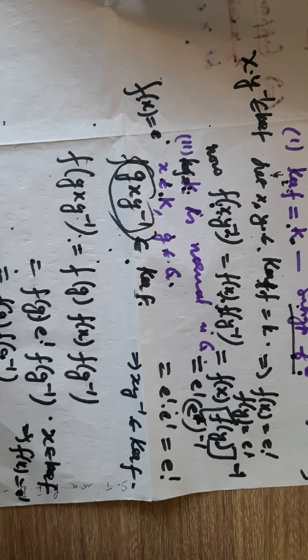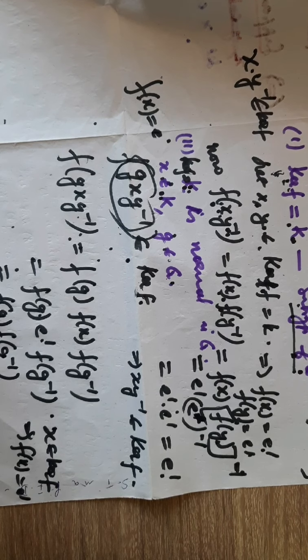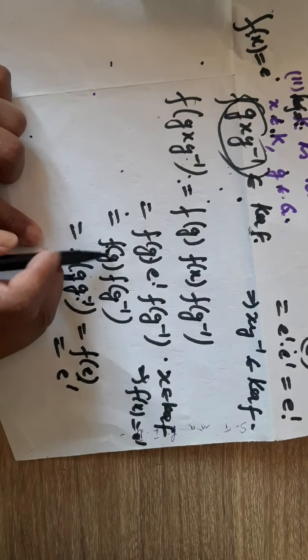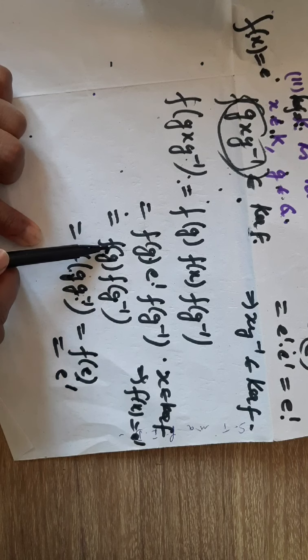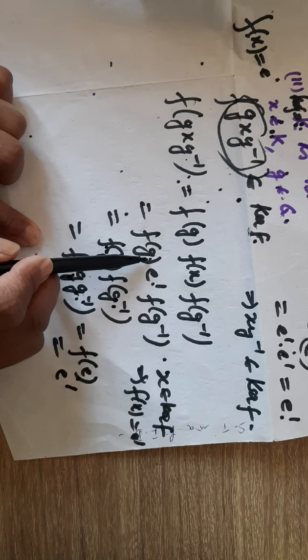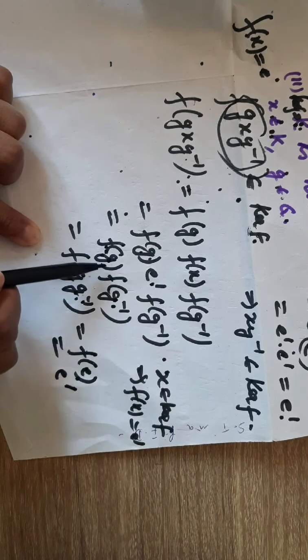And these two, the element g is in G and g inverse is the inverse of this one, so it will give you f of e. But what is f of e? By the first property, it is e prime. So you can write here f(g) into f(g inverse), because f(g) into e prime is equal to f(g).